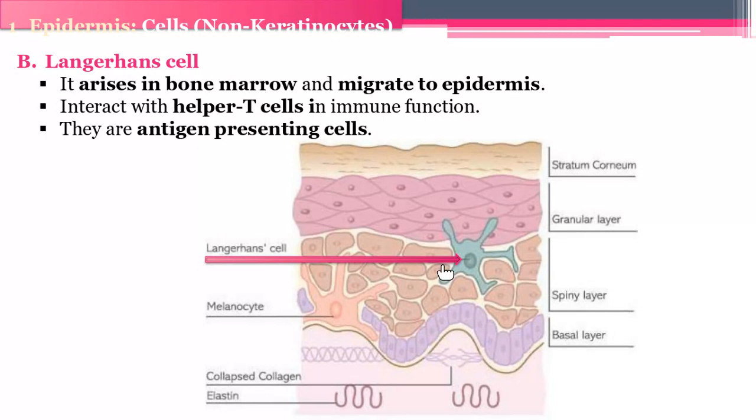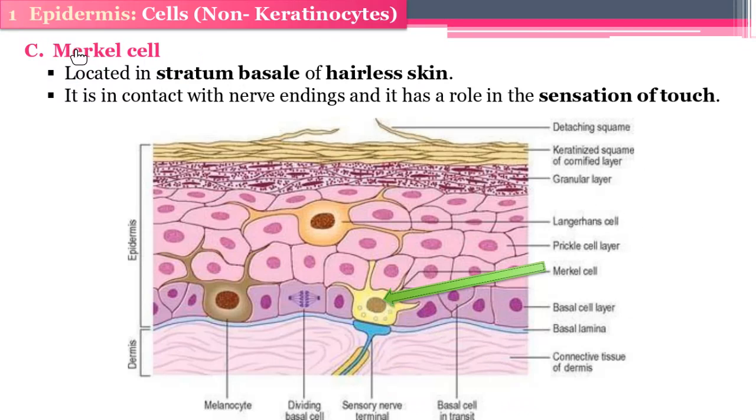Basically, these cells interact with helper T cells and help in the immune mechanism of the skin. This is how it will function. So the second non-keratinocyte is the Langerhans cell. Now let us see the next, that is the Merkel cell. This is the third cell of non-keratinocyte, that is the Merkel cell.